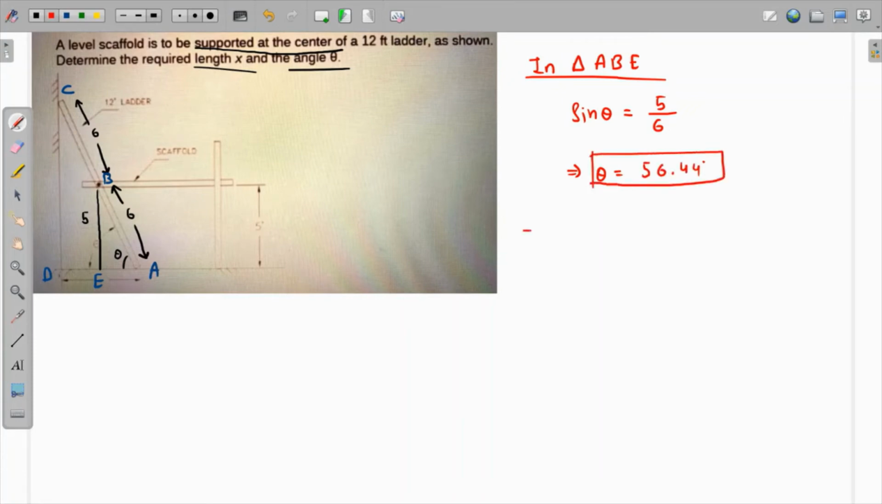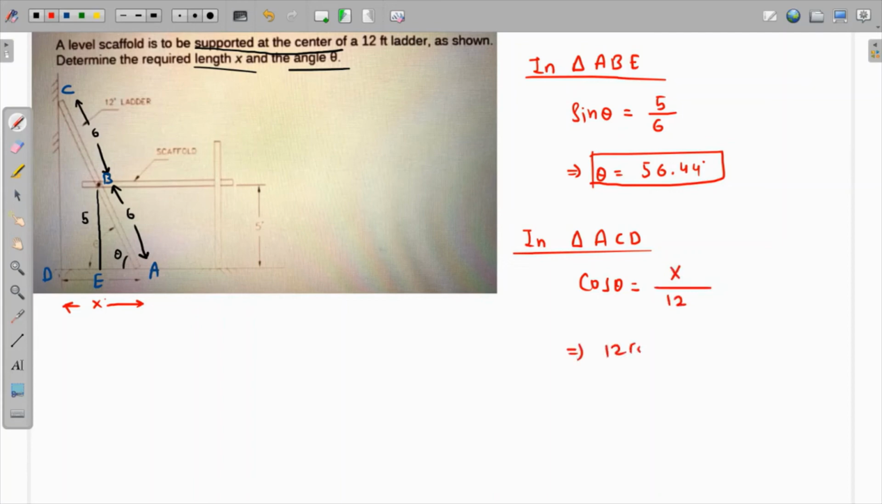And now I'm going to look at another triangle, ACD. In ACD, since we are interested in finding the value of x, so this length was x, and in ACD, AC is given to us, which is the hypotenuse. So again, but this time we are going to use cosine, because cosine will be adjacent, which is x, which is unknown, over the hypotenuse, which is 12.